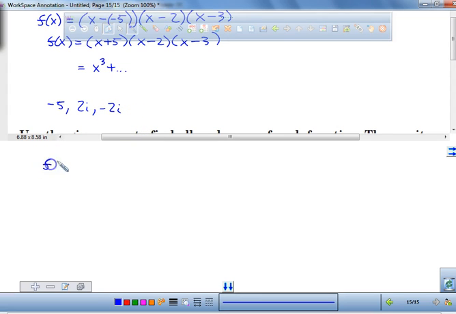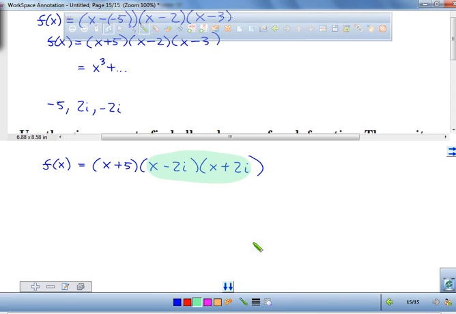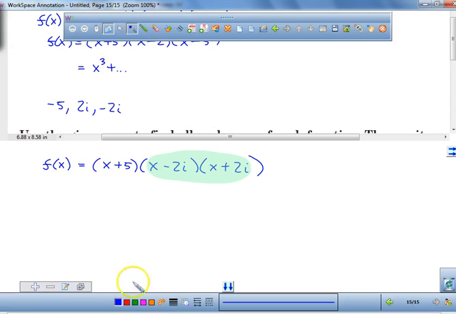We would set it up just like this. f of x equals x minus a -5, which becomes an x plus 5. We would say x minus a 2i and x plus a 2i. What we're going to focus on right now at the beginning of this video is what you can do as a shortcut for this type of process every single time. You've got to have a shortcut. It makes it so much easier. So I want to make sure you understand how to get that shortcut.